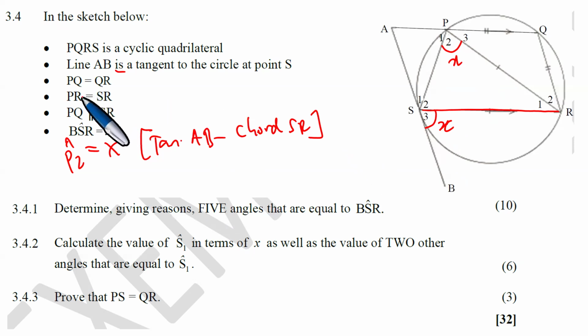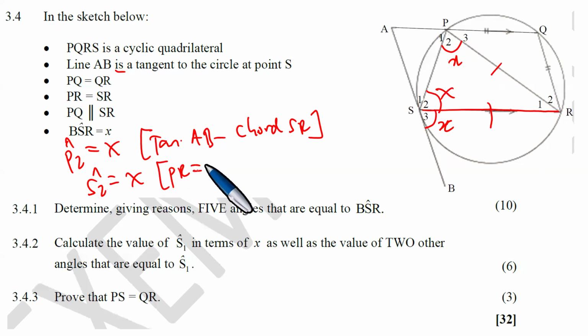We can analyze some of these, like PQ equals QR. If PQ equals QR, what else are we able to see there? But also, if PR is equal to SR, so this is equal to this, this triangle is isosceles, so the base angles are equal. So this is X. So we also have that the angle S2 equals X. Why? Because PR is equal to SR, given.